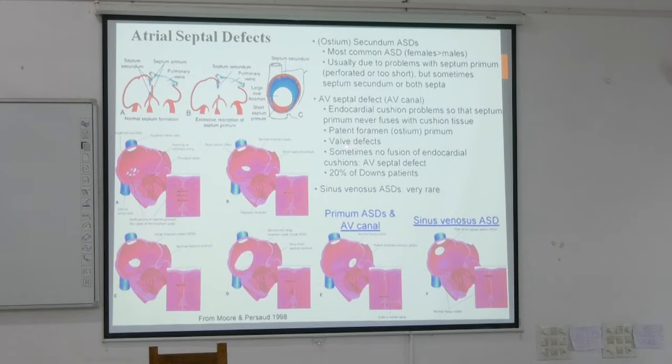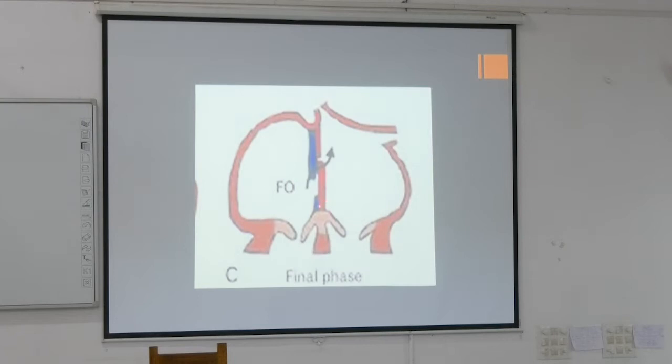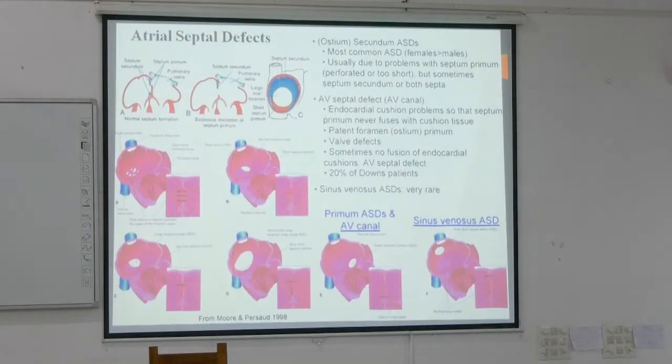The second most common defect we call the AV canal defect. This particular endocardial cushion is giving rise to this blue tissue. This blue tissue, which is coming from the endocardial cushion, is not properly formed, and as a result we have a gap existing here at the lower part. So, this could be a second variety of this ASD. We call it the AV canal defect. So, the endocardial cushion is the problem over here, leading to the formation of a gap in the septum. This is the second variety of ASD.